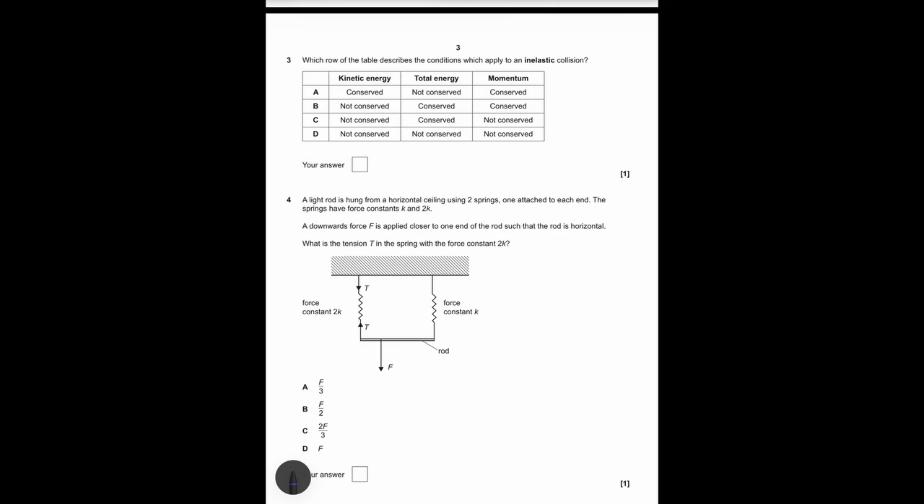So I'm hoping that question number 3 is going to be pretty straightforward, because it says inelastic collision, and it's basically just, do you know the stuff about inelastic collision? Well, I know that momentum is always conserved, so straight away I'm going to rule out C and D. I don't need to worry about them. And if it's inelastic, I should know that kinetic energy is not conserved, but the total energy is always conserved. So momentum is always conserved, total energy is always conserved, and in this one it's the kinetic energy that's not conserved, so I know the answer's got to be B.